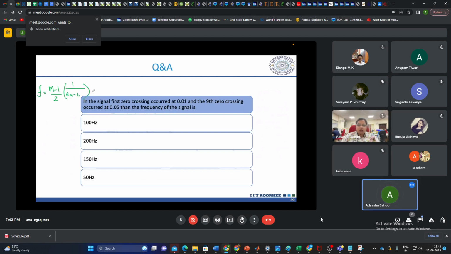So here m is equal to 9. So what we get? 8 minus 1, 4 into 1 by, this is 0.04. So you will get here 100. The frequency of the signal is 100 hertz.